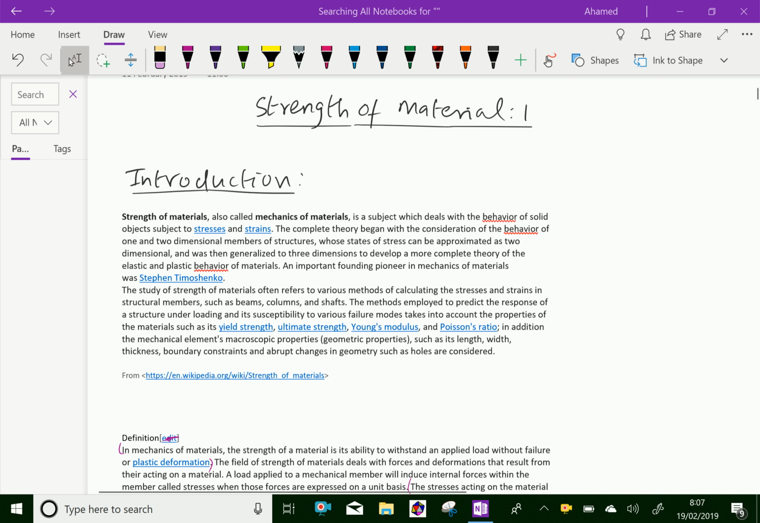The complete theory began with a consideration of the behavior of one and two-dimensional members of structure whose state of stress can be approximated as two-dimensional, and was then generalized to three dimensions to develop a more complete theory of the elastic and plastic behavior of materials. An important founding pioneer in mechanics of materials was Stephen Timoshenko.